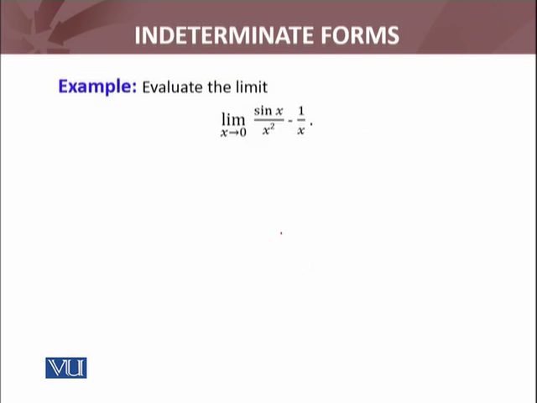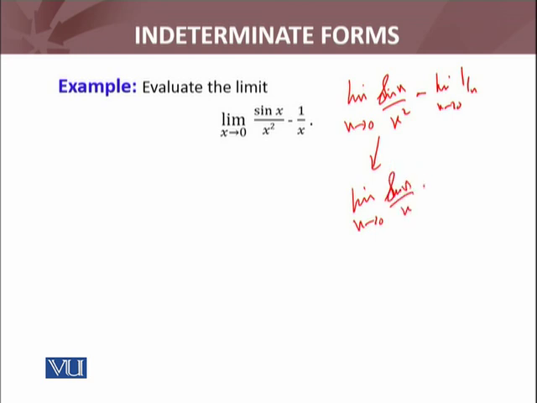Let's see an example. Evaluate the limit as x approaches 0 of sin x over x square minus 1 over x. So first we evaluate the limit and see what form it makes. Limit sin x over x square minus limit x approaches 0 of 1 over x. Now we have to manipulate a little here. It could be written as limit x approaches 0 of sin x over x into limit of 1 over x, x approaches 0, minus limit x approaches 0 of 1 over x.